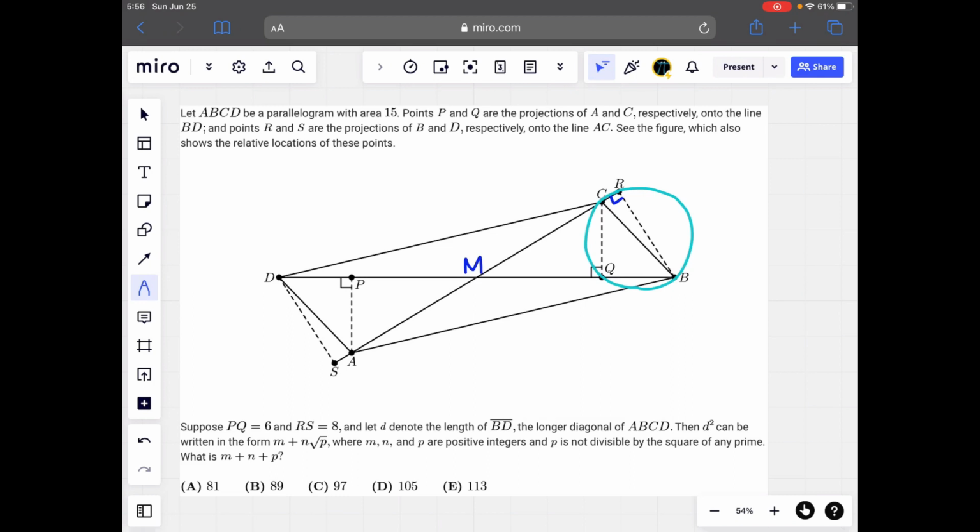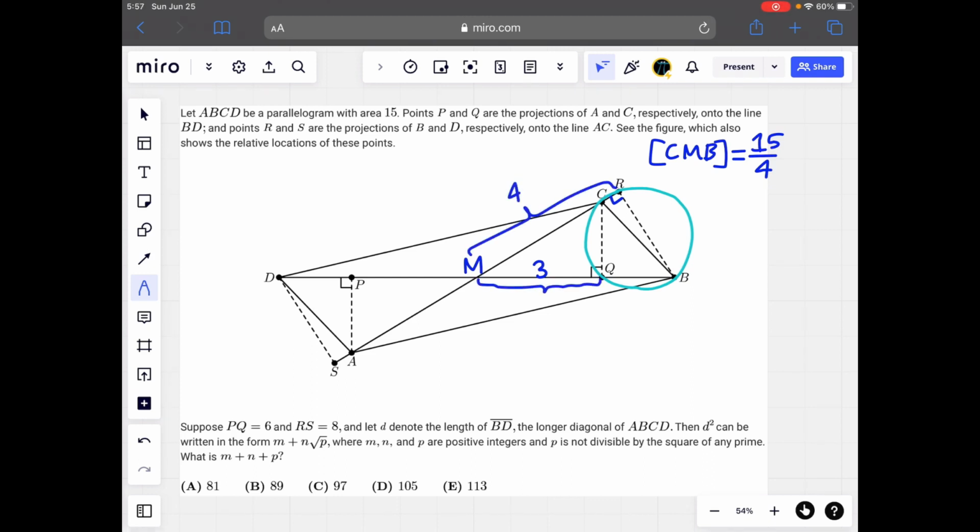We can begin to work with triangle CMB, also known as the upper right section of this parallelogram ABCD. Since it is the upper right section, it has 1/4 the total area of the parallelogram by symmetry. So the area of triangle CMB is equal to 15/4. Further, since PQ is equal to 6, that means MQ is going to equal 3, since PQ is bisected at M by symmetry. This also means since RS equals 8, MR is going to have to equal 4, because RS is also bisected at M by symmetry.